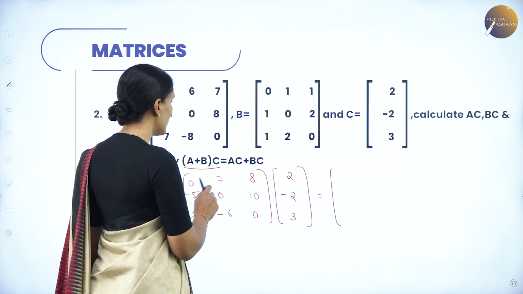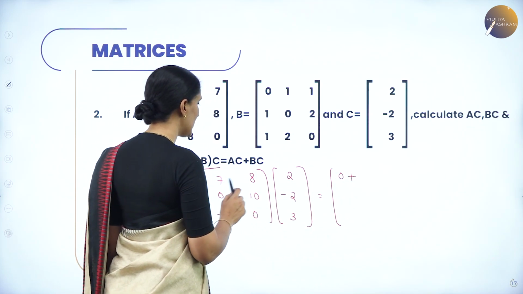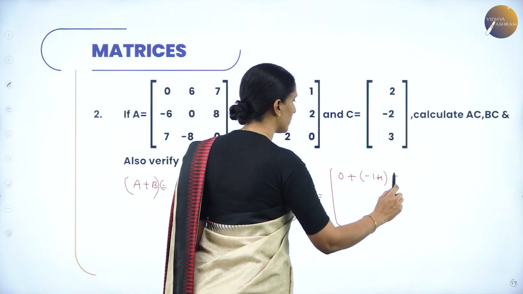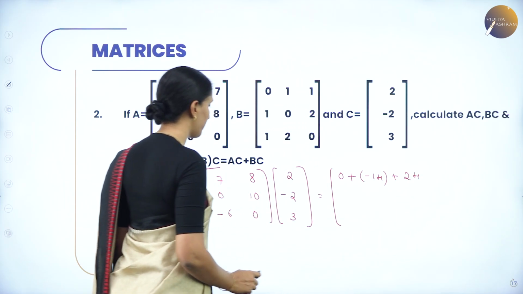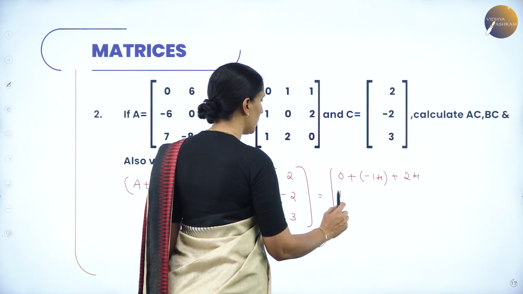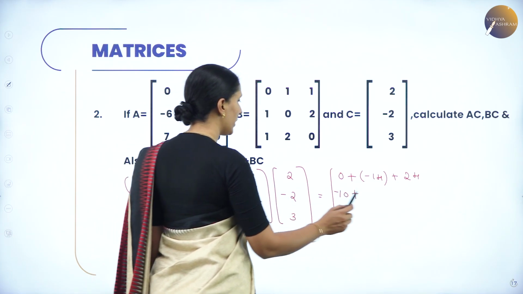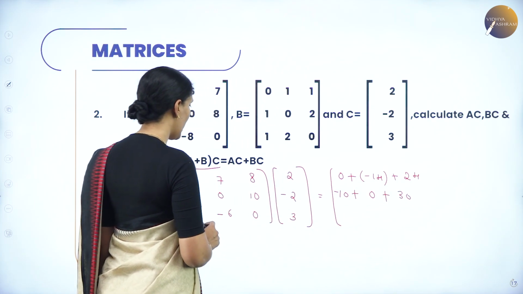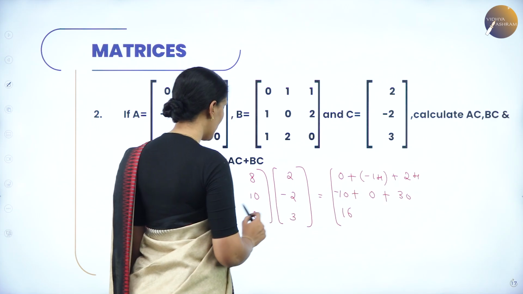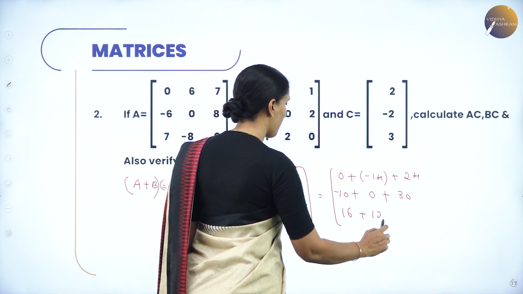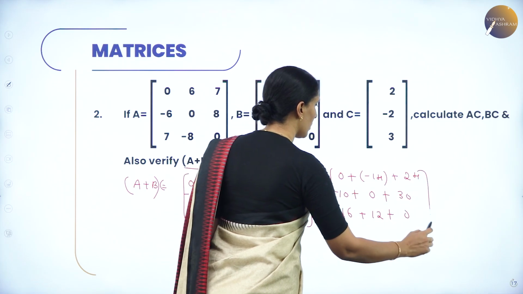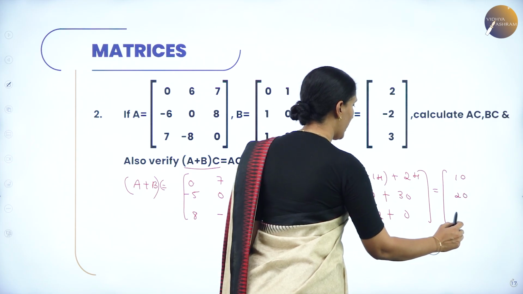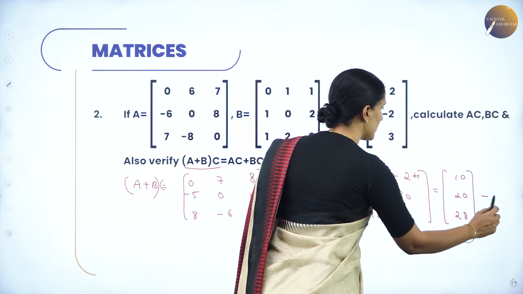So, therefore, here we can clearly see 0 2s are 0 plus 7 into minus 2, minus 14, plus 8 3s are 24. Next, minus 5 2s, minus 10, plus 0 into minus 2, 0, plus 10 3s are 30. Next, we have 8 2s are 16, minus 2 into minus 6, plus 12, plus 0. So, we got the value as 10, 20, 28. So, let us consider this as equation 1.